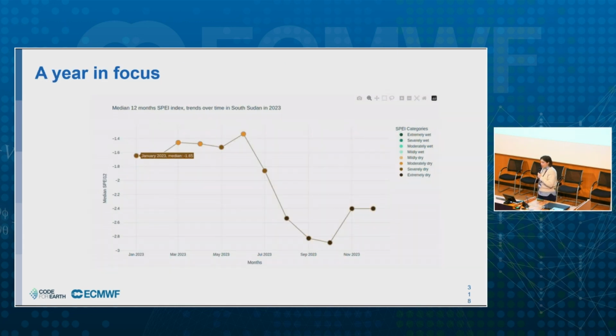Next slide, yes. When we have found a peculiar event in a specific month of a year, we want to give the user the ability to check if all the other months in this year experienced the same conditions. As we can see in this example via a line chart, for all of the year 2023, South Sudan experienced drought events.